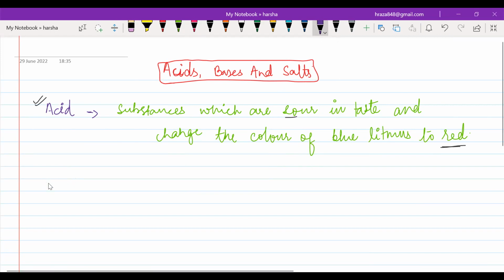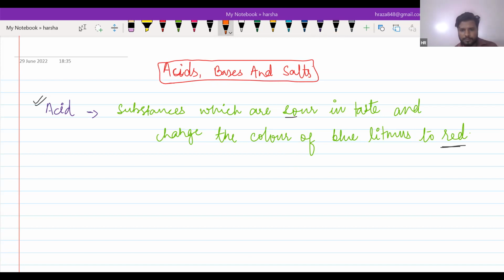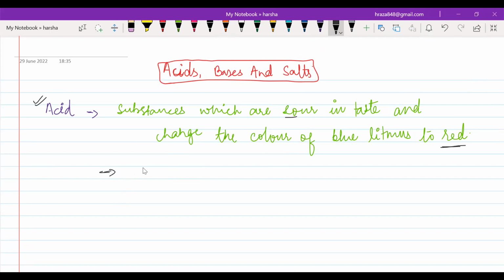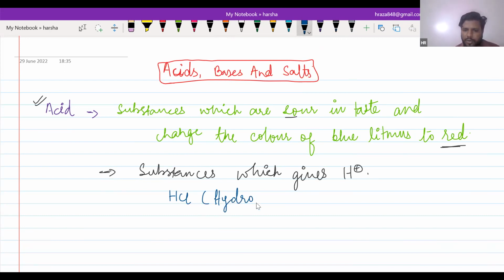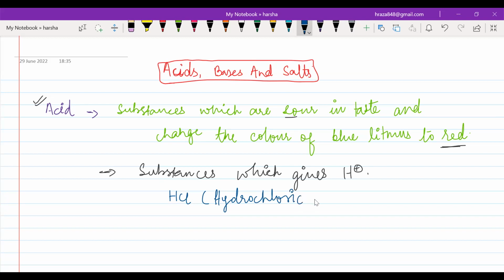Now can anyone define base? Sir, they are bitter in taste and they change the color of red litmus to blue. Very good. Now see, there is another definition of acid: the substances which give H plus. Do you know HCl, hydrochloric acid? Hydrogen chloride is its name, and the common name is hydrochloric acid.